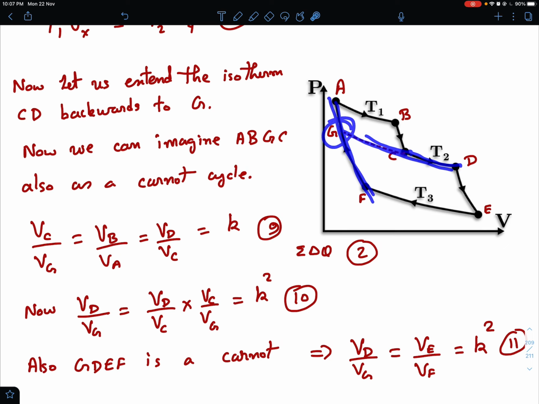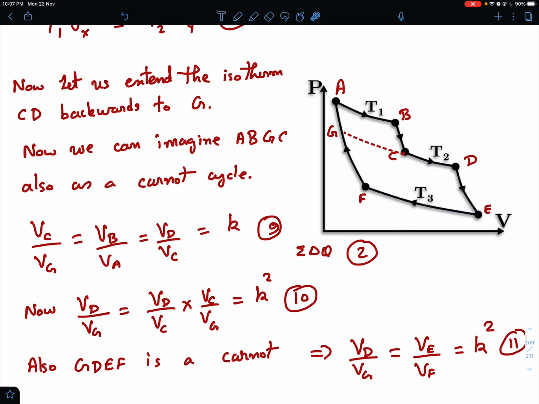Now what I can do is extend this isotherm CD backwards, and let it intersect this adiabat in point G. So now I have two Carnot cycles. One is ABCGA, and the other Carnot cycle I can consider as GDEFG. Okay, so here the volume ratio VC by VG should be equal to VB by VA, as I showed that this is true for any Carnot cycle. And this should also be equal to VD by VC. Why? Because it is given in the question that VB by VA is equal to VD by VC. So this is also equal to K.